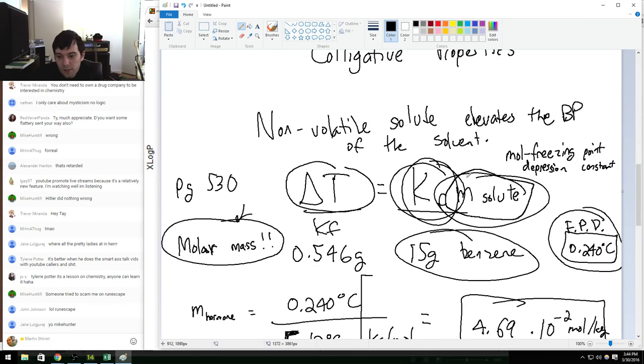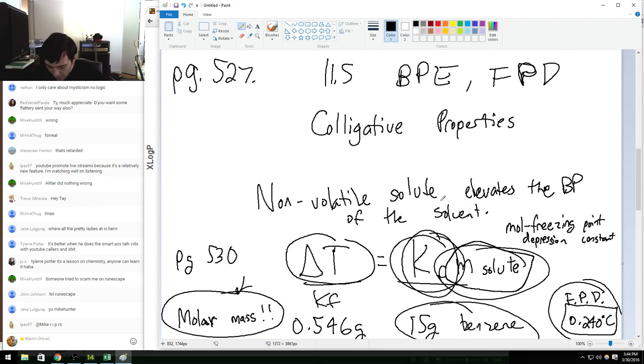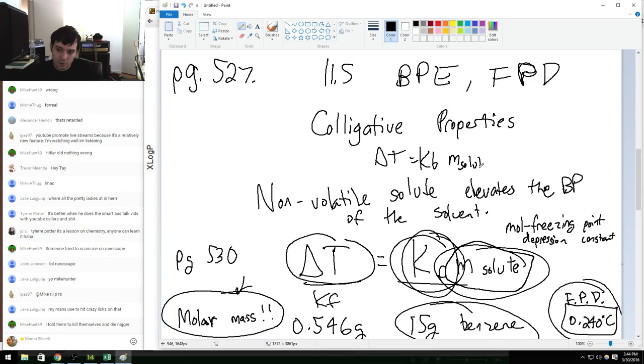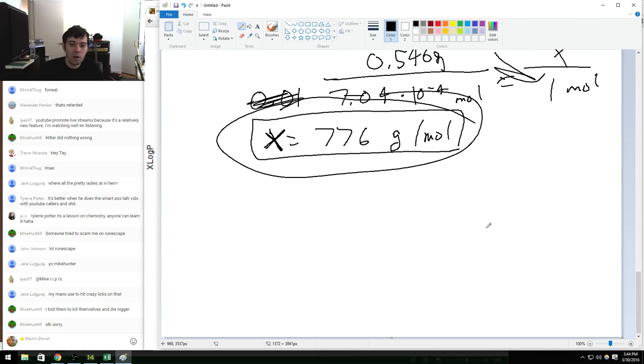So delta T equals Kf times m of the solute. You can look up Kf, or Kb if you're looking for the boiling point. It's Kb: delta T equals Kb times the molality of the solute. And this all sort of comports well with Raoult's law.